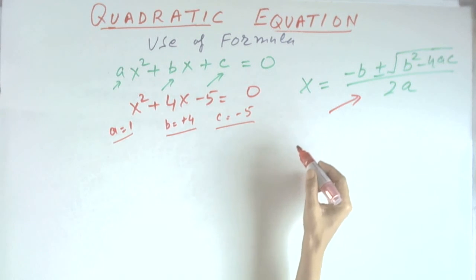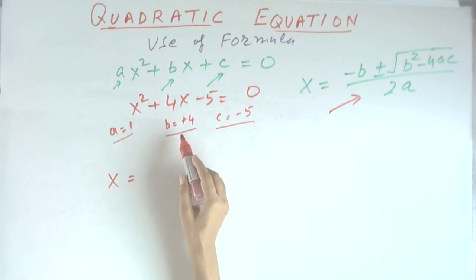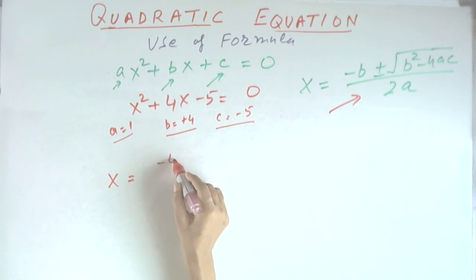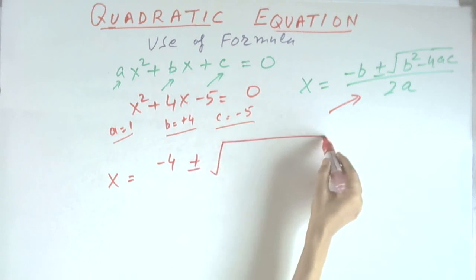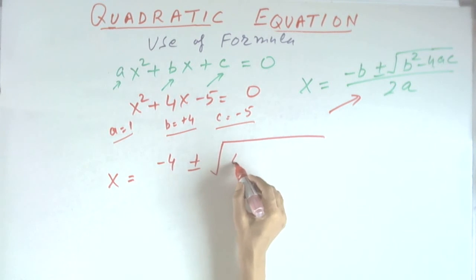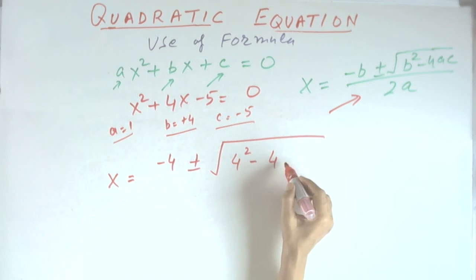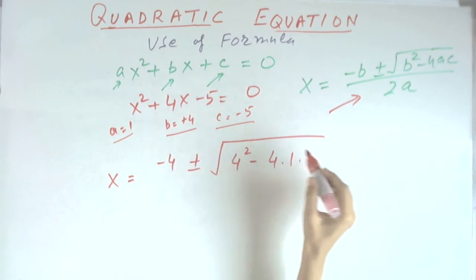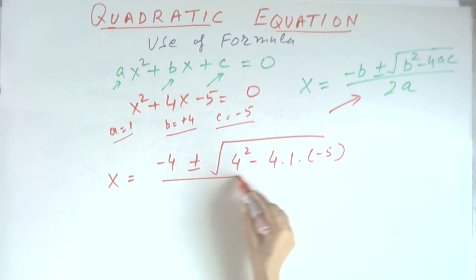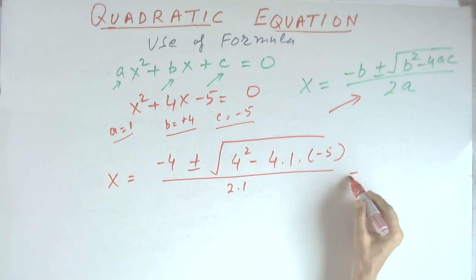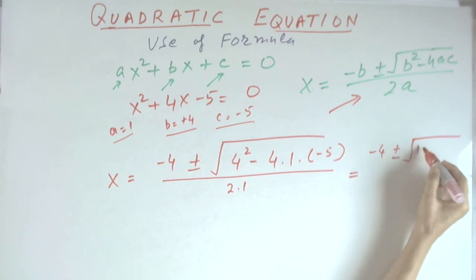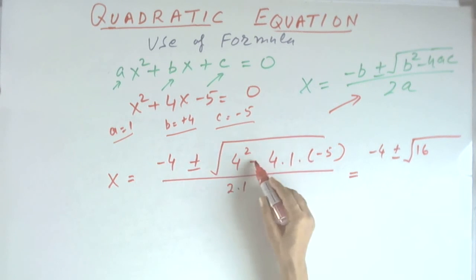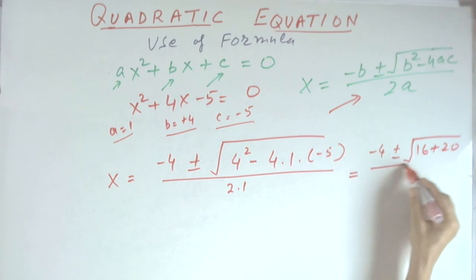So let's do that. When we substitute the values, x is equal to minus 4, since b is 4. Then we put the plus minus sign, and then b square, so this is 4 square, minus 4 times a, which is 1, times c, which is minus 5. The whole thing is divided by 2 times a, and a is 1. Simplifying this, we get minus 4 plus minus the square root of 16, and minus times minus will become plus 20, divided by 2.